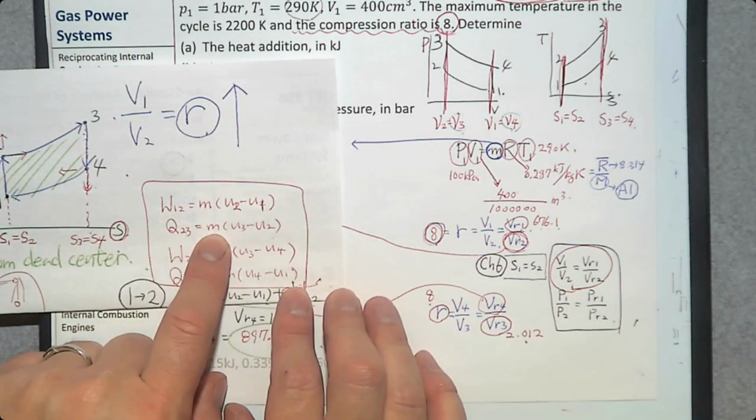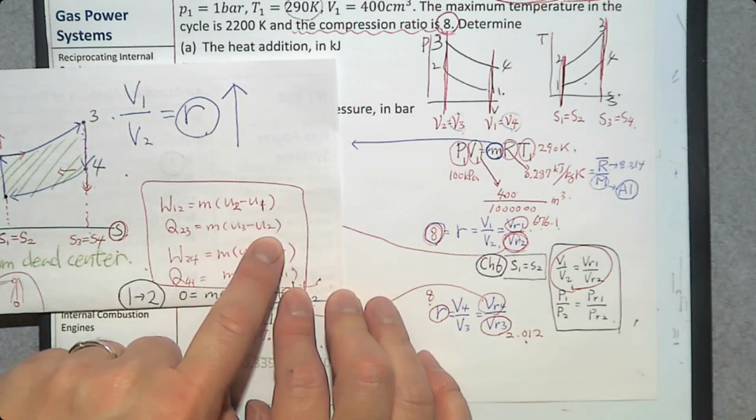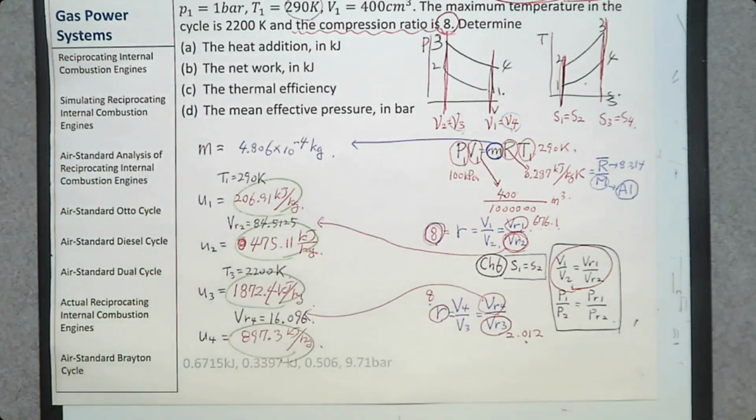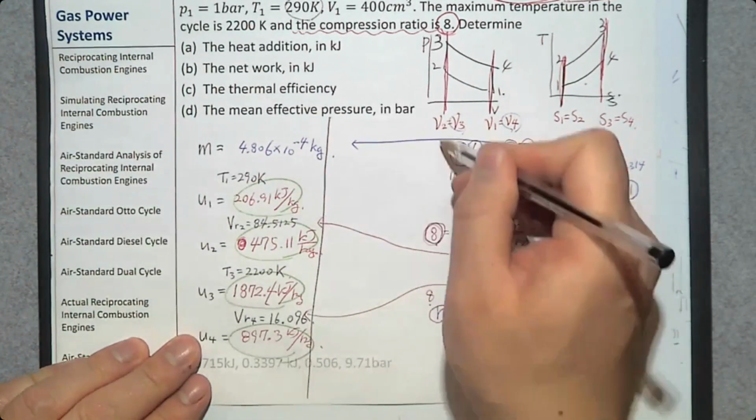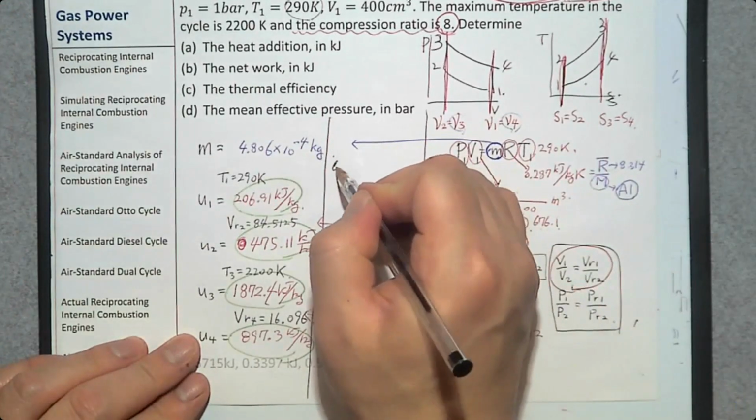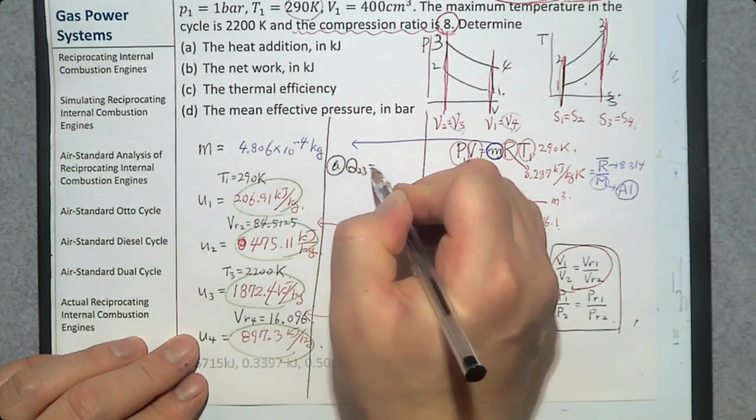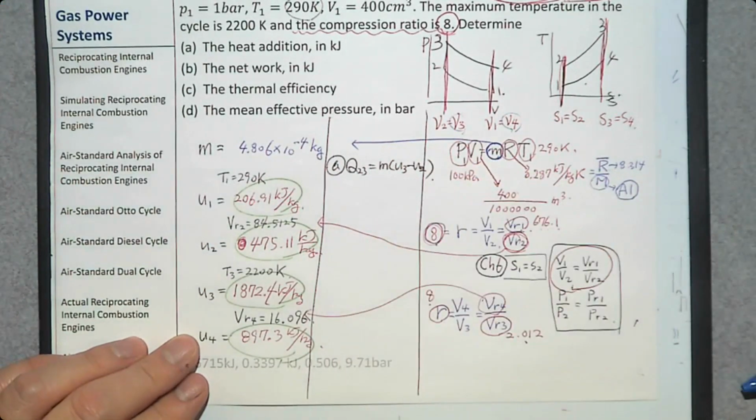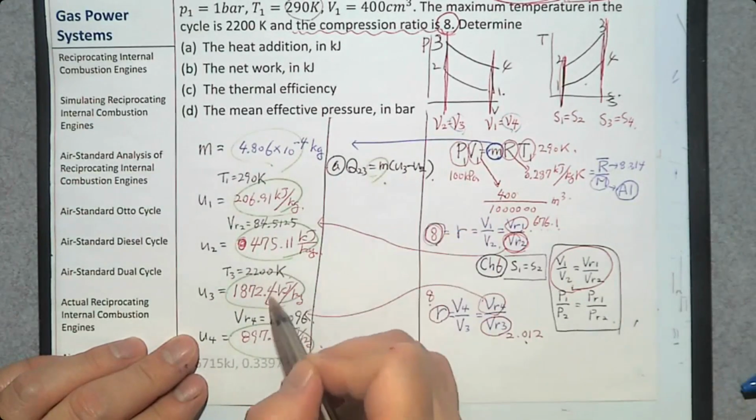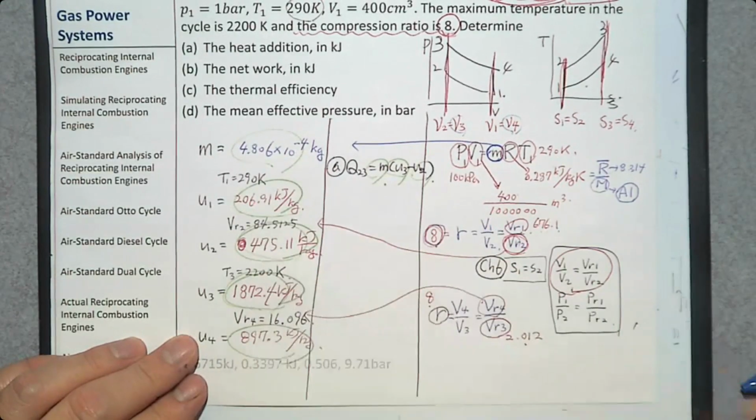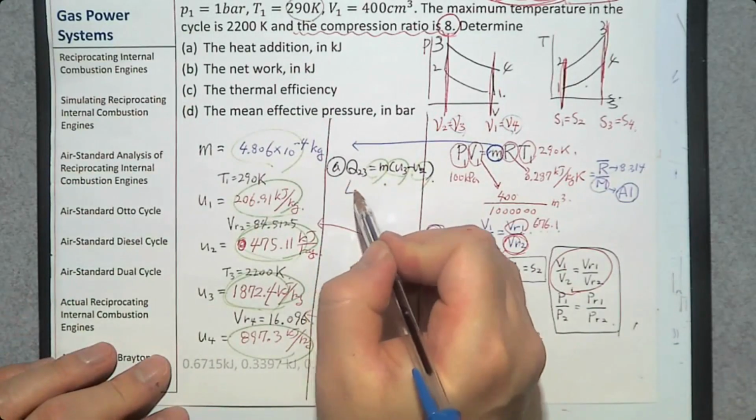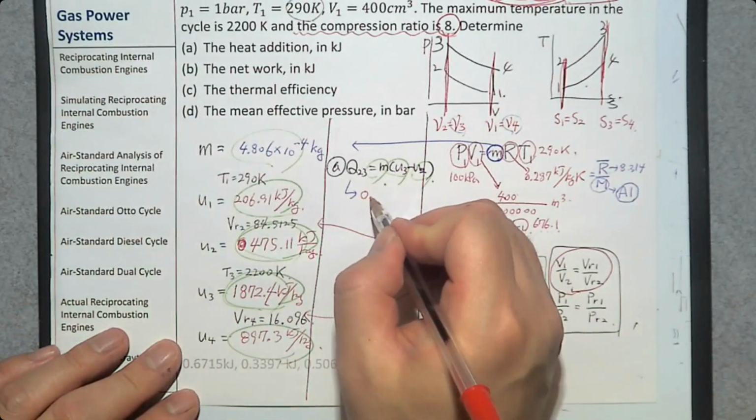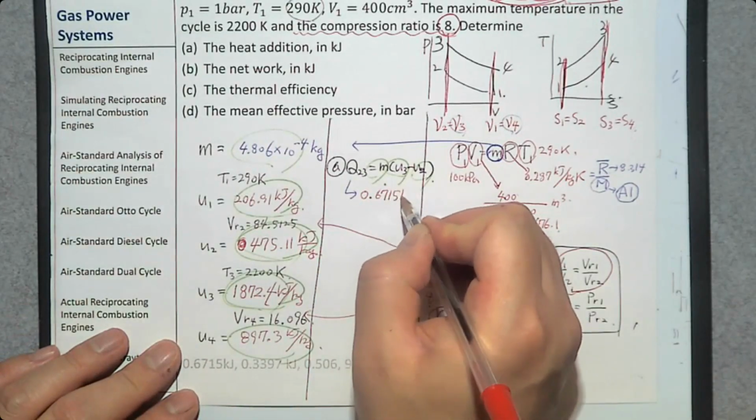Q23 is the heat addition, mass times U3 minus U2. So let's use this equation. We know mass here. We know U3 here. We know U2 here. So can you determine Q23? Yes. What is that? 0.6715 kilojoule.